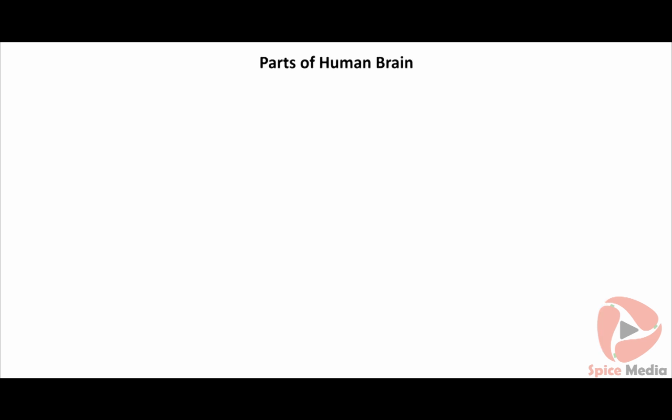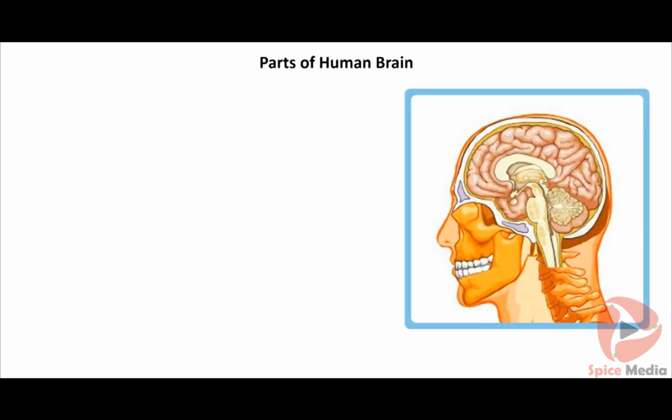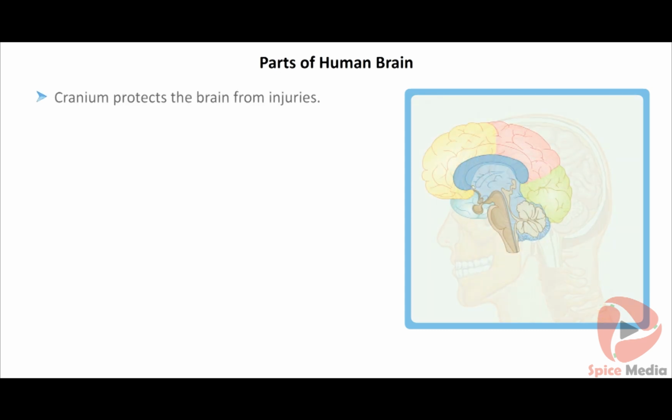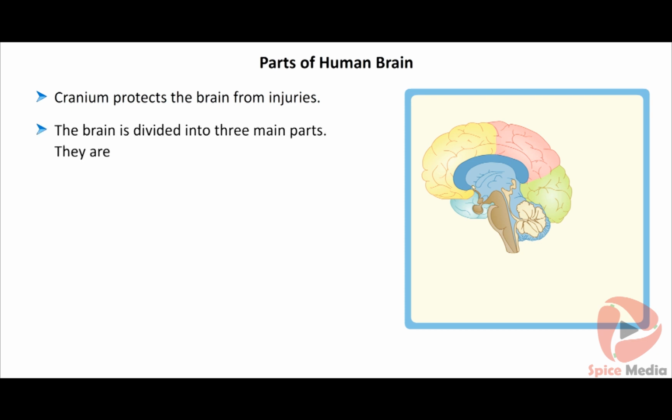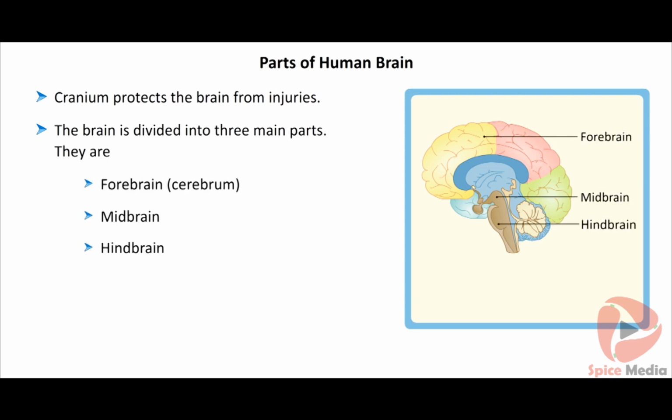The brain is a soft tissue, so it is well protected by the bony cranium or skull. The cranium is made up of skull bones and it protects the brain from injuries. The brain is divided into 3 main parts. They are forebrain or cerebrum, midbrain, and the hindbrain.